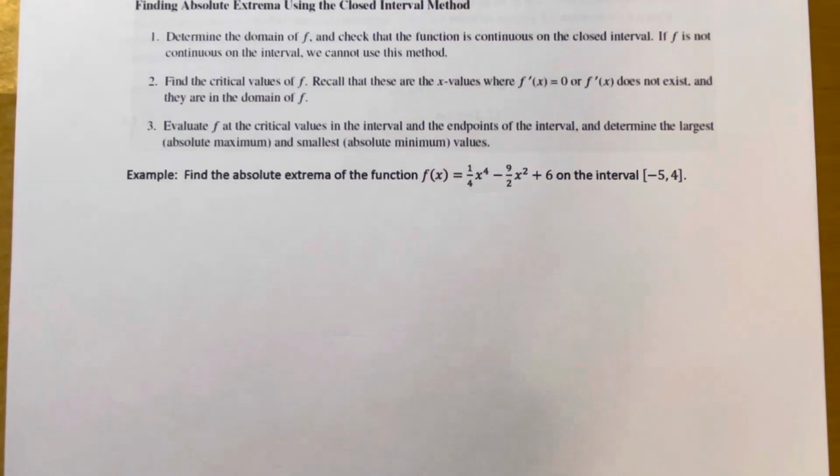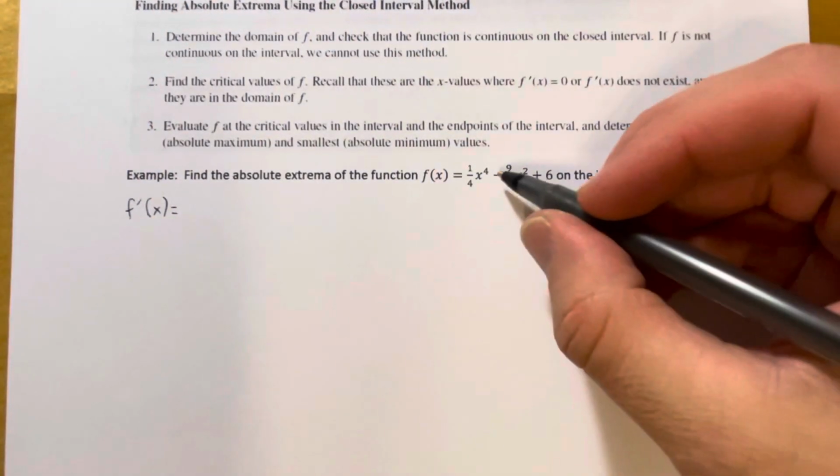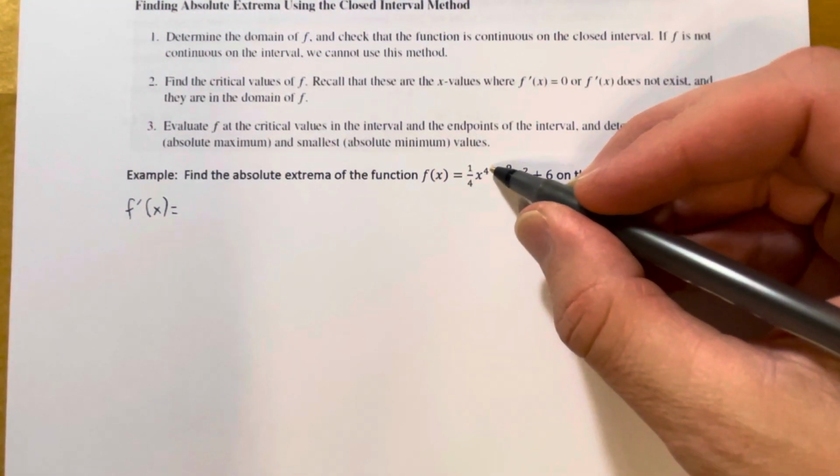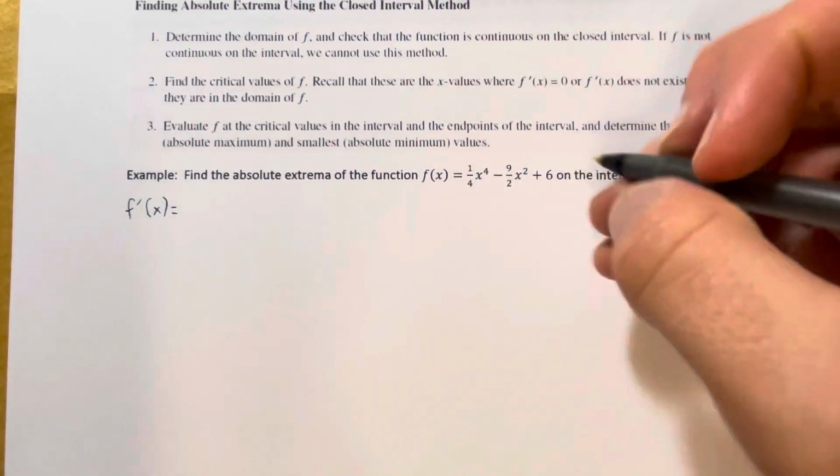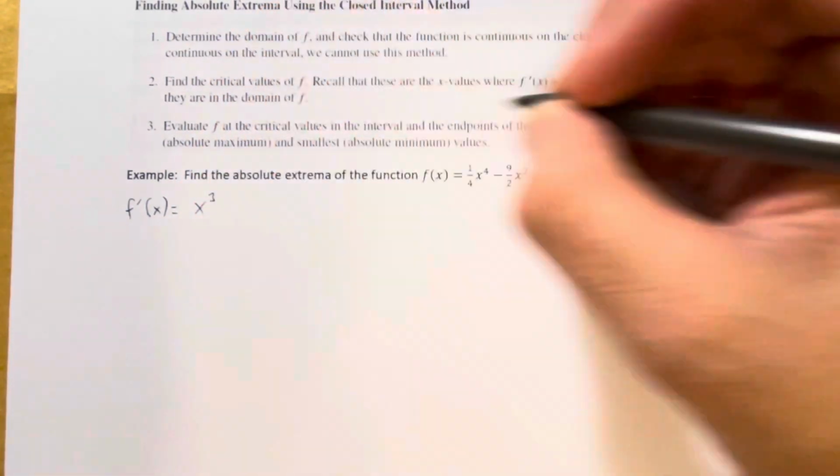So we're good to move forward with the closed interval method. Okay, so we need to do a couple of things. First, find the critical values of this function. Start by taking its derivative, f prime of x, and that's going to be, this 4 will come down and multiply with the 1/4 to make a 1. I'm going to get an x cubed.